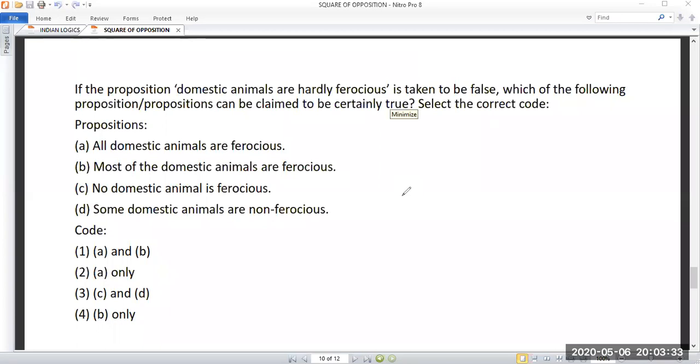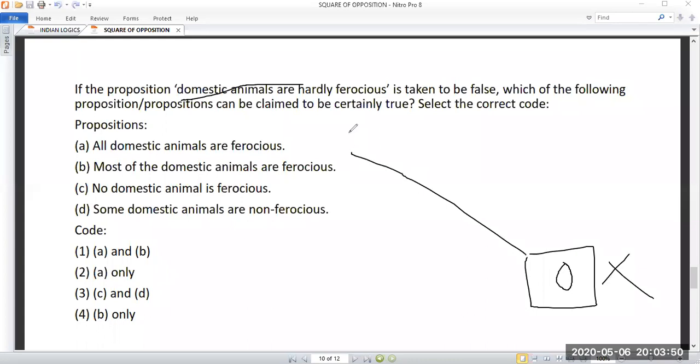Have you understood this question? Domestic animals are hardly ferocious means this is a some-not case. So this will be an O type. If this is taken to be false, then this is definitely true, because this is a contradictory case. If you take the subcontrary case, both cannot be false together. So if this is false, then definitely this is true.